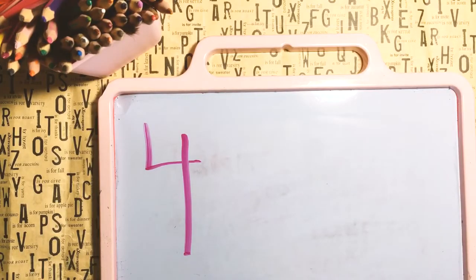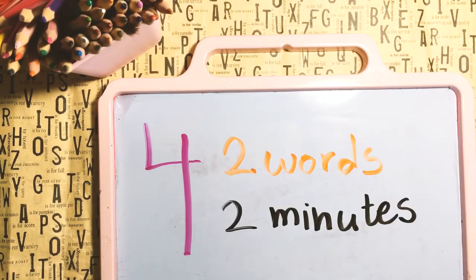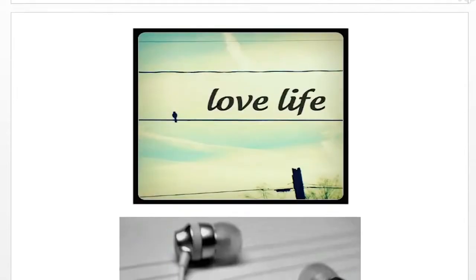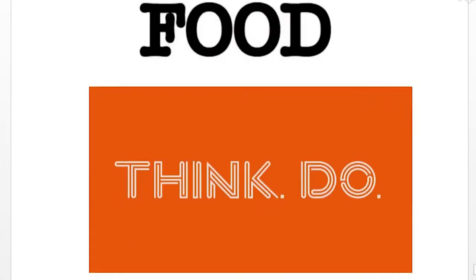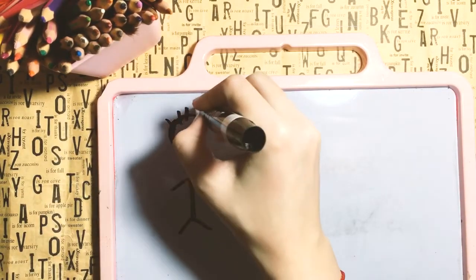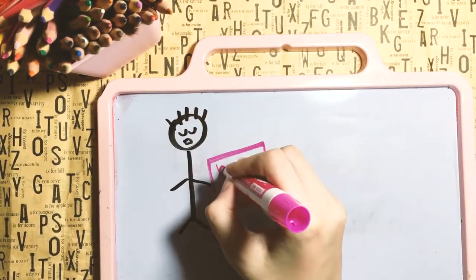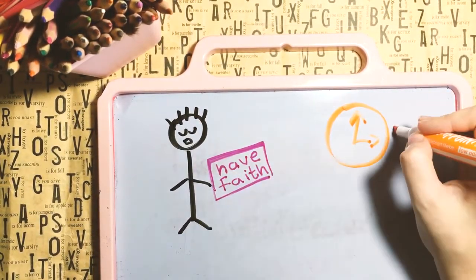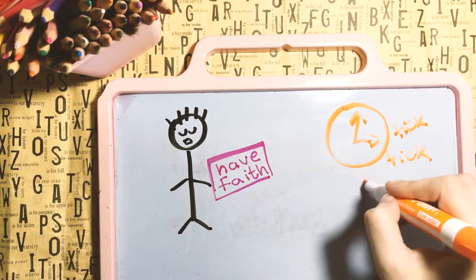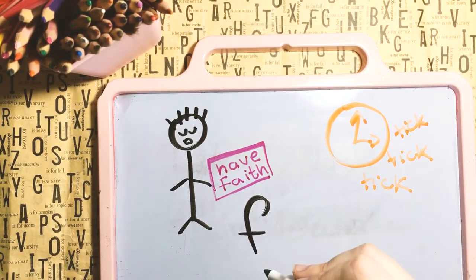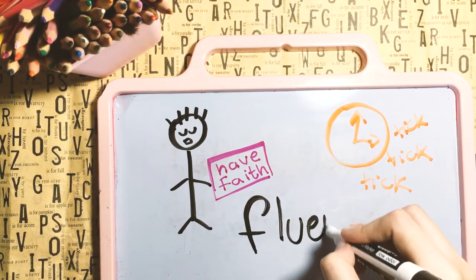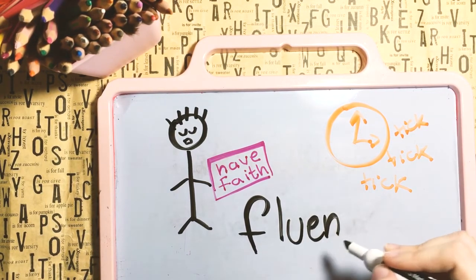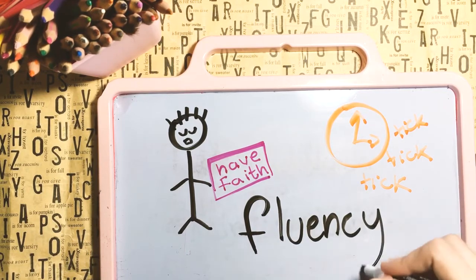The last activity is 2 words for 2 minutes. Let me explain. You'll distribute some cards that have 2 to 3 words maximum, like these ones. Ask the students to talk about it for 2 minutes nonstop, and I usually set my timer for them. I think it's challenging in terms of fluency, and I love it because it encourages the students to communicate the meaning rather than how many mistakes they make in grammar, pronunciation, and vocabulary.